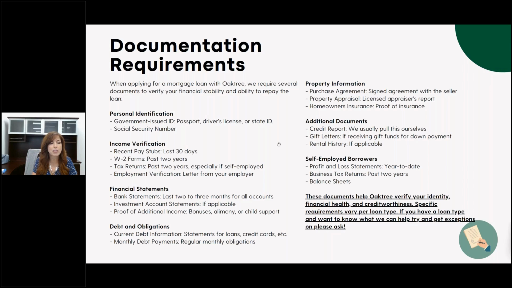We can do full doc, which is pay stubs, 30 days' worth, W-2s, tax returns, and a VOE, possibly, if it's needed. It's not always needed. We can go with just pay stubs and W-2s if there's not variable type income. So we don't always need a VOE. We do ask for transcripts if we have W-2s or tax returns in the file. We will get transcripts on those. So just keep that in mind.